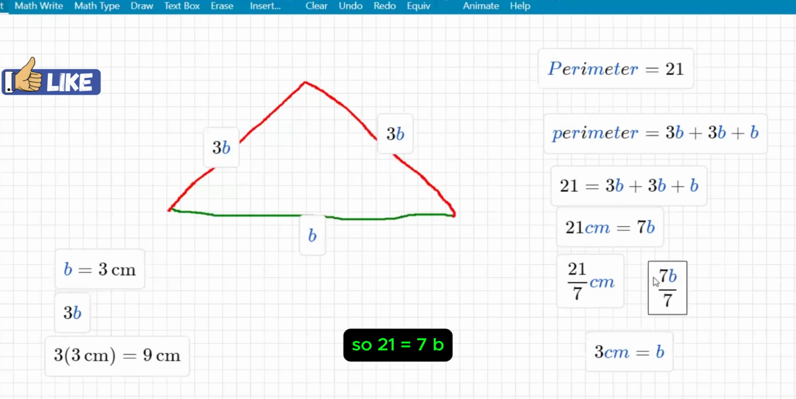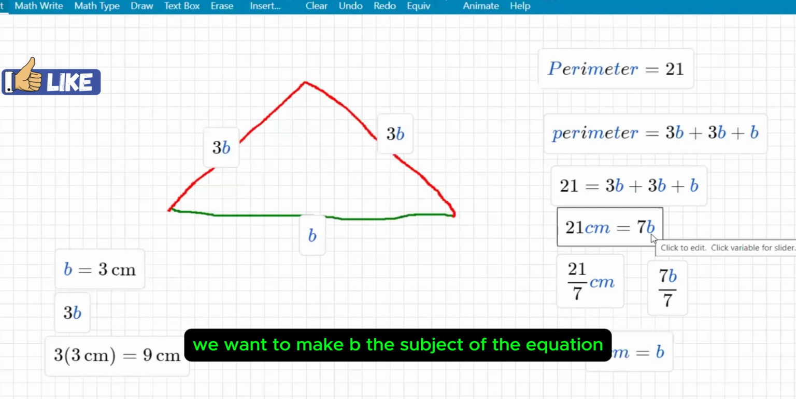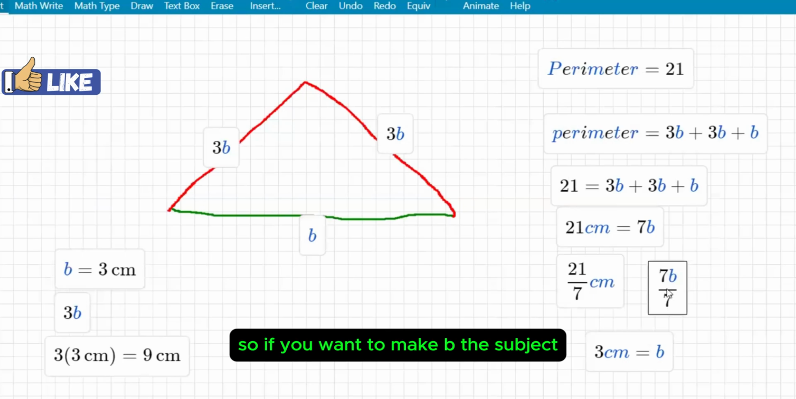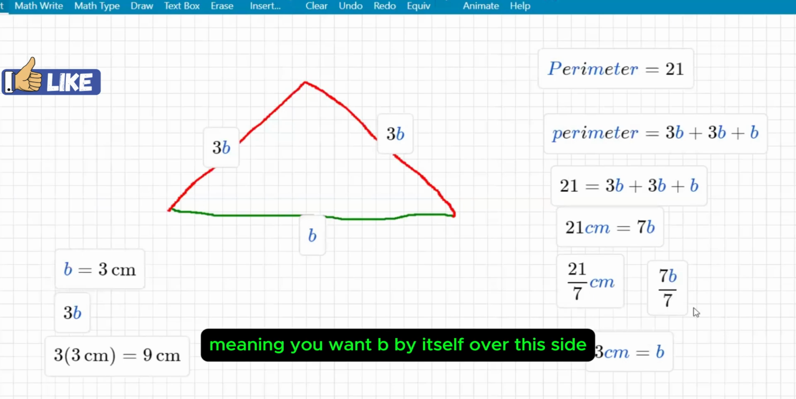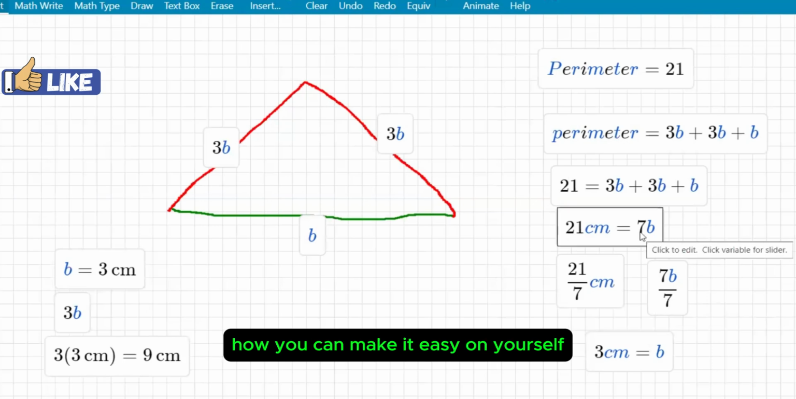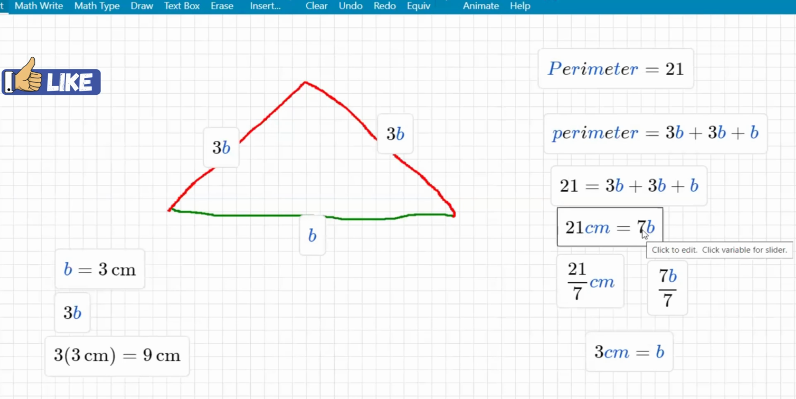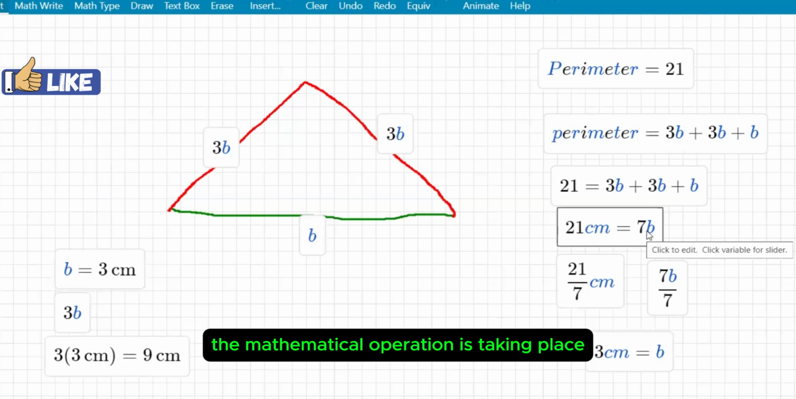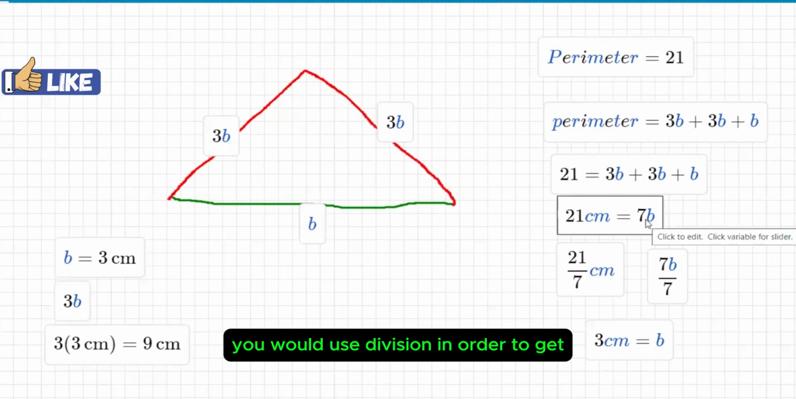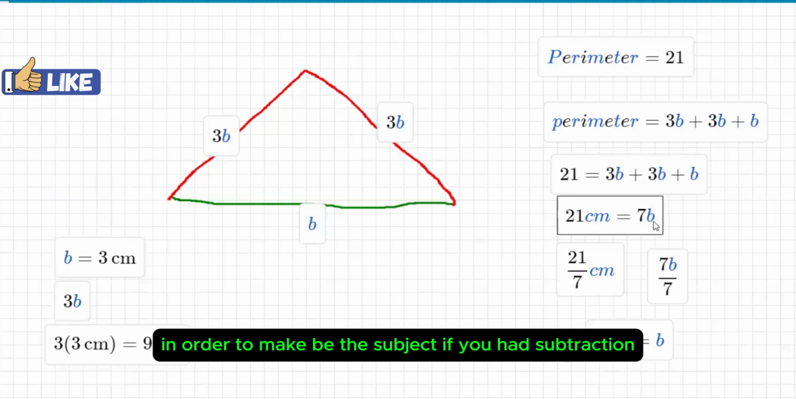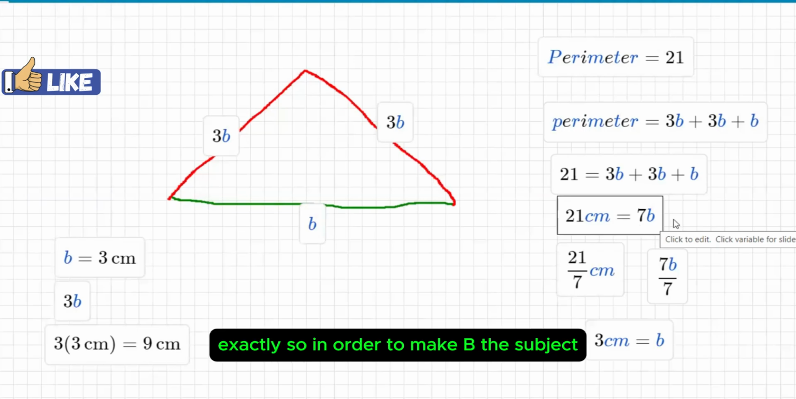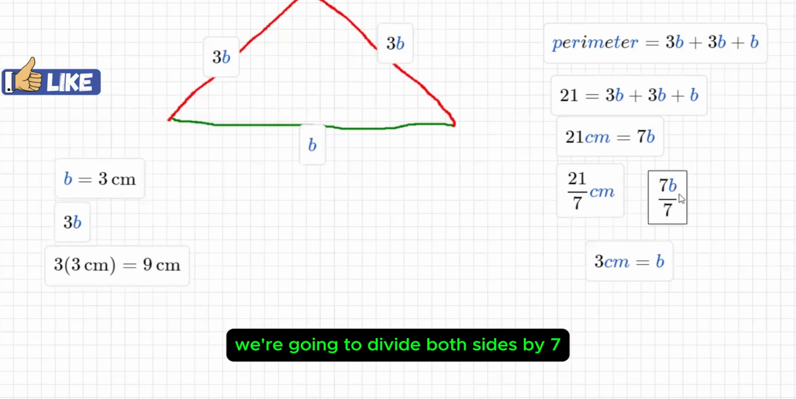So 21 equals 7B. We want to make B the subject of the equation. This is saying 7 times B. That is what 7B means. So if you want to make B the subject, meaning you want B by itself over this side, then you would have to divide by 7. How you can make it easy on yourself: whatever mathematical operation is taking place, you use the opposite. I think I have it on this page or the previous one. So if you have multiplication here, you would use division in order to make B the subject. If you had subtraction, the opposite of subtraction is addition, exactly. So in order to make B the subject, we're going to divide both sides by 7.